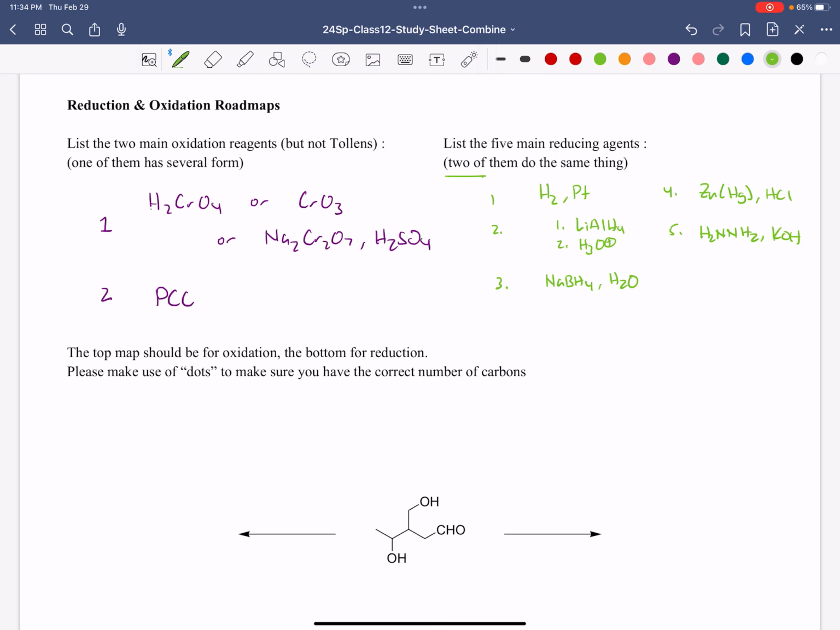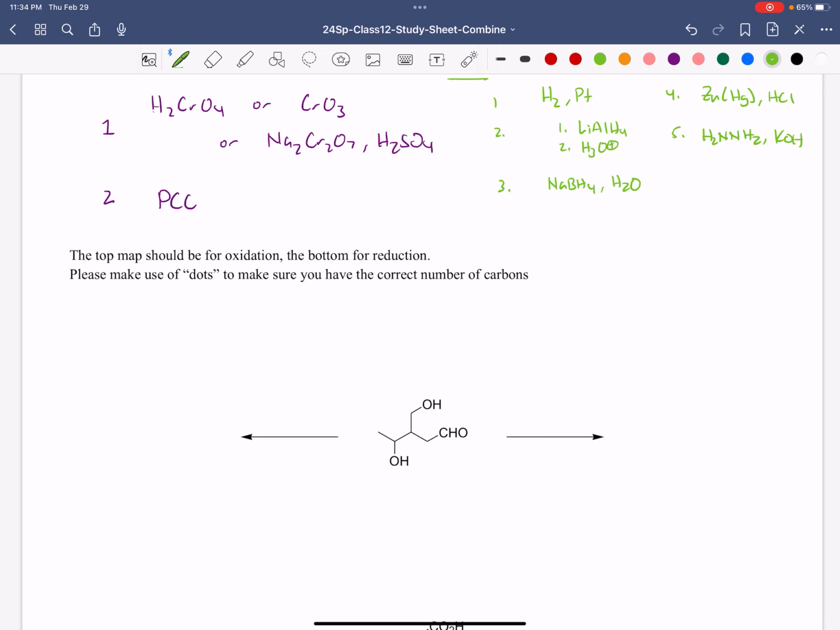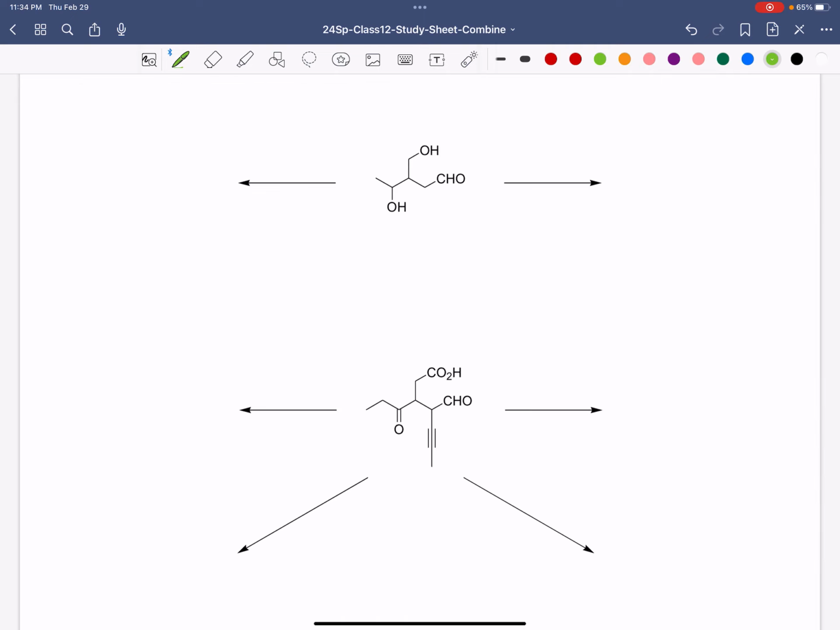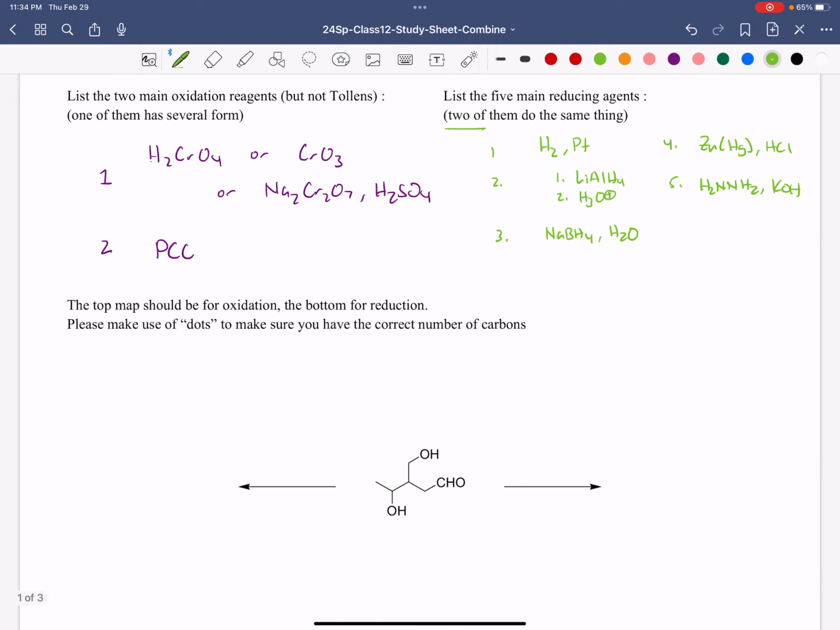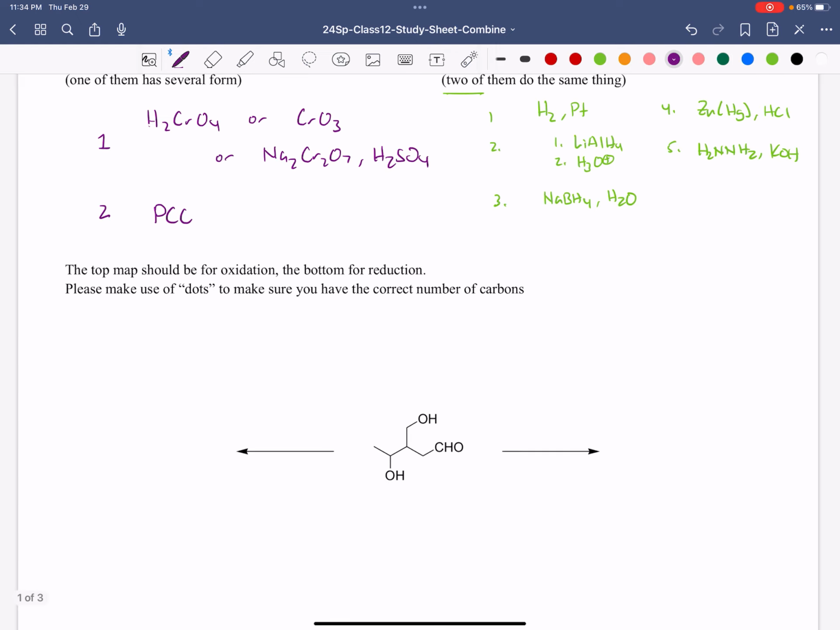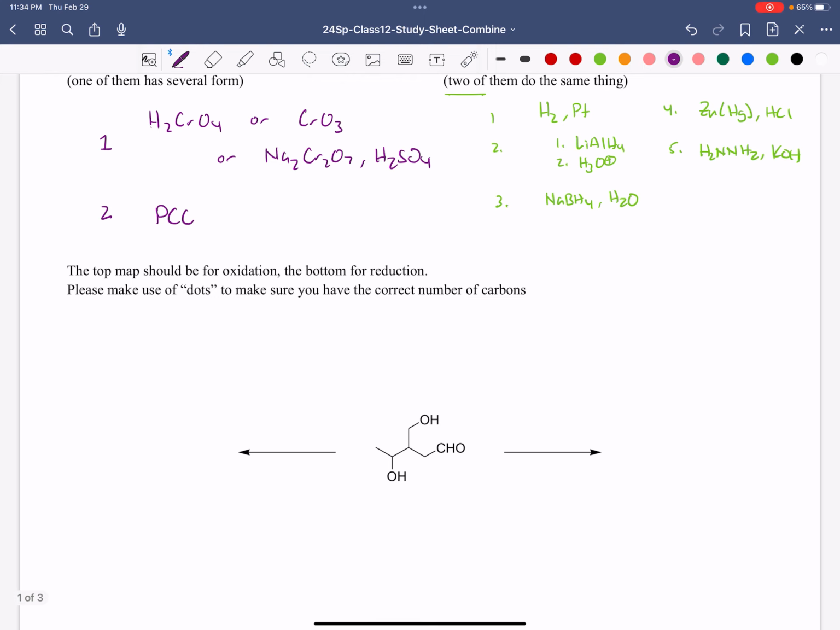And what do you notice down here? We have 2 arrows for the oxidation, 4 arrows for the reduction. Why not 5? Because we'll put these two together, or we'll mention them at the same time. So in purple, looks like the oxidations. The top map should be for oxidation. Okay. All right. Let's go to the left, let's practice with the CrO3. And to the right, we have PCC.